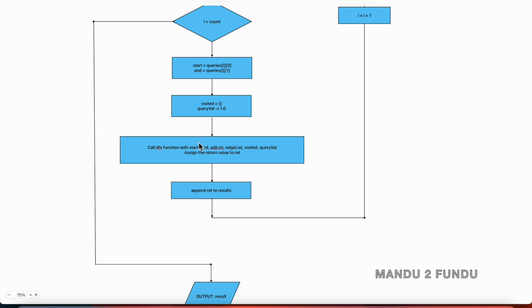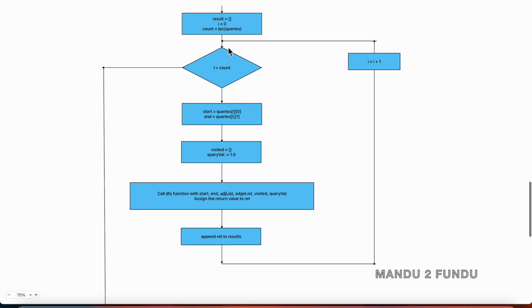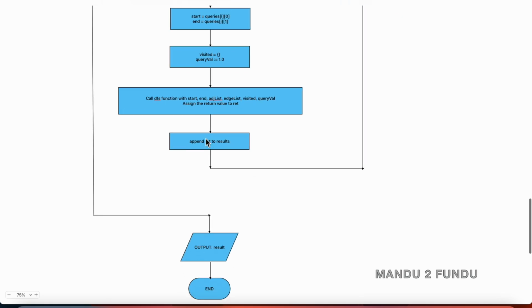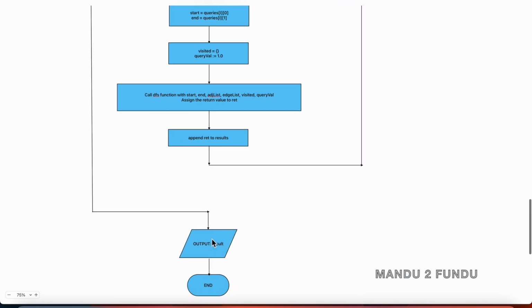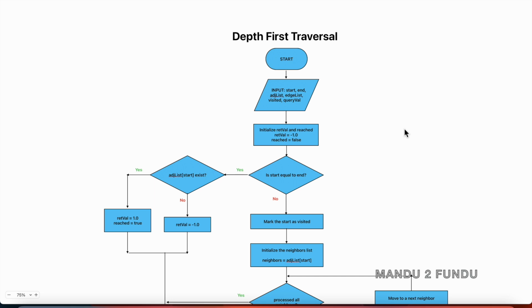And when it returns, we assign the return value, and then we add that to the ret variable, and then we add that ret variable to the result. We repeat this for each query in the queries list, and finally we return the result. Next, let's take a look at the flowchart for the depth first traversal.